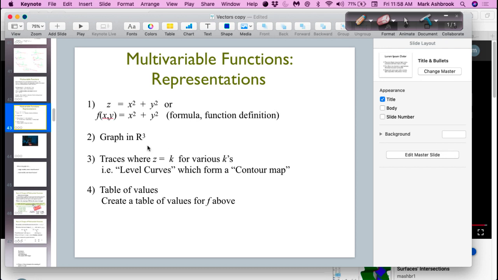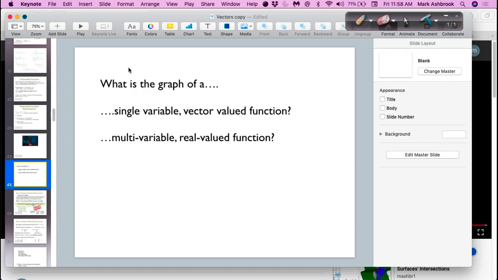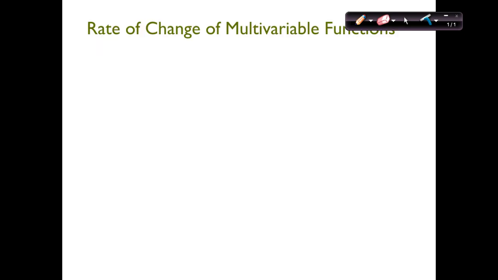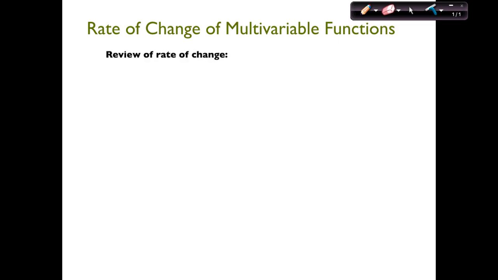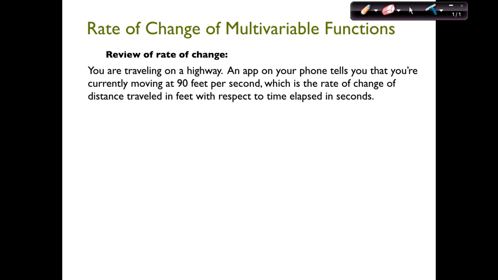Okay, so now we're going to talk about the calculus of these multivariable functions. So, rate of change. Let's just review rate of change in general. You're traveling on a highway. An app on your phone tells you that you're moving at 90 feet per second. That's the rate of change of distance traveled in feet with respect to time elapsed in seconds, right? 90 feet per second is the rate of change of distance with respect to time.